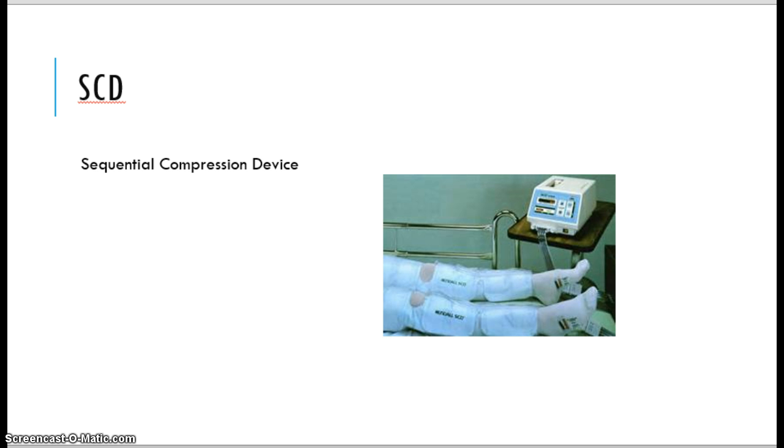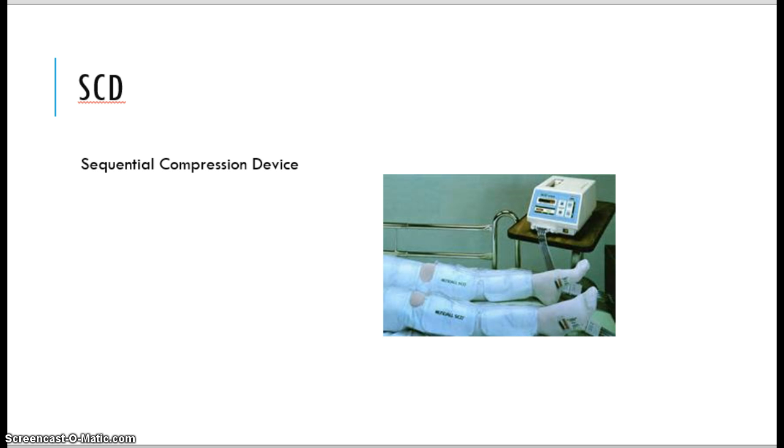SCDs stand for sequential compression device. This is used in your patient that perhaps is post-surgical or on bed rest, and what it does is squeeze the lower extremity to promote venous circulation back to the heart. We know when we have a patient getting up and ambulating, they walk and the muscles squeeze, forcing that blood through the veins back to the circulation.